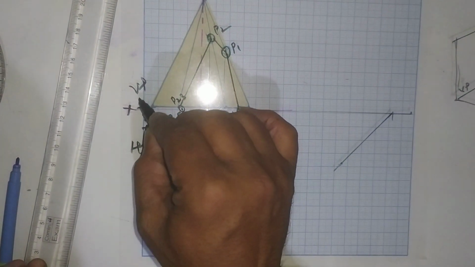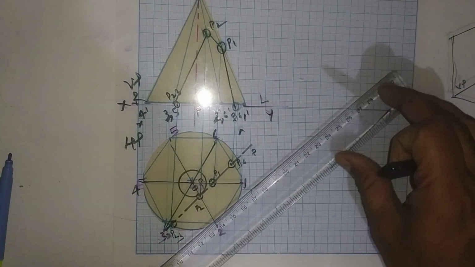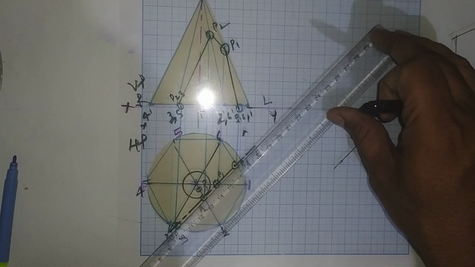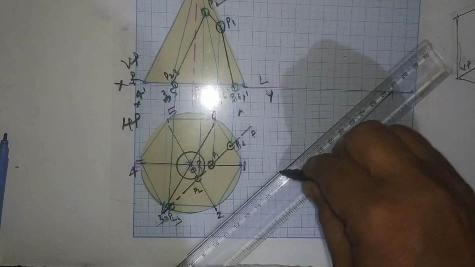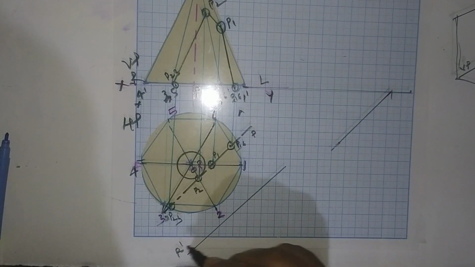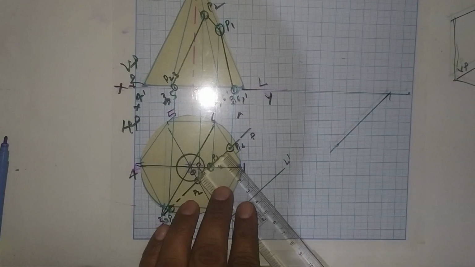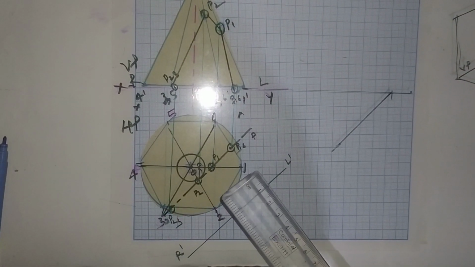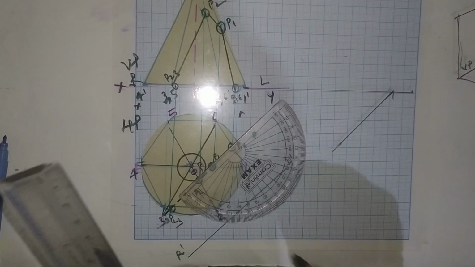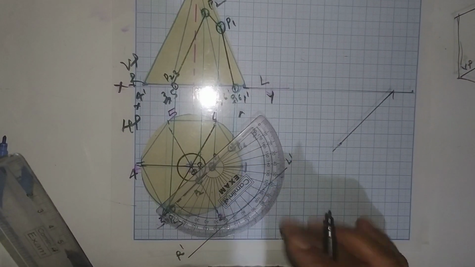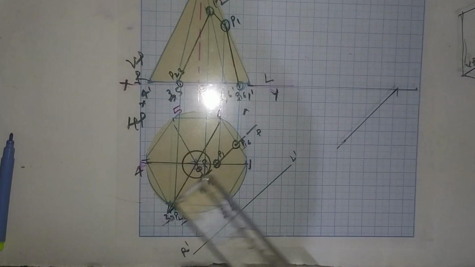Name the XY line as the RL line. Draw a line parallel to SP from here and name it R dash L dash. Draw a perpendicular line at 90 degrees from each point. Mark the points from each distance. Produce the line.